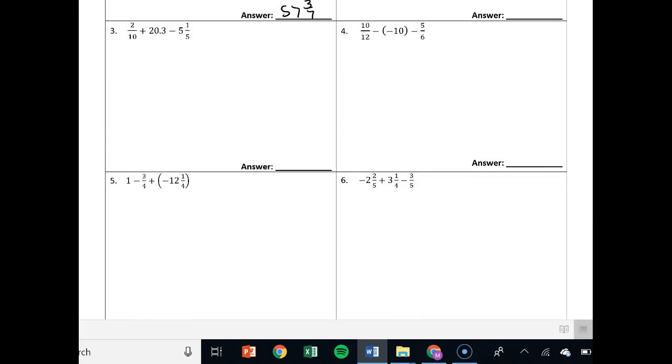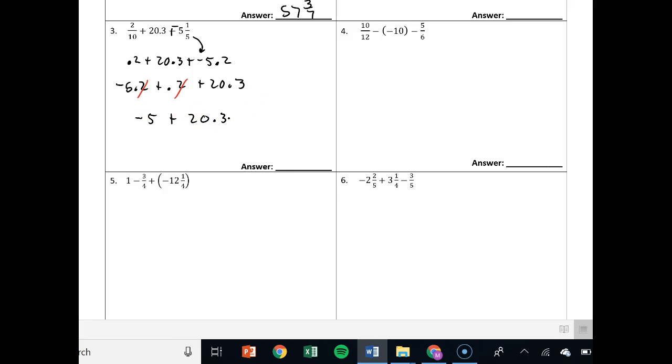Number three, I got 2 2/10, 20.3, and 5 1/5, so plus a negative. If I were you, I'd change these all to decimals. So 2/10 is 0.2 plus 20.3 plus a negative 5.2. Then if I do some commutative property, negative 5.2 plus 0.2 plus 20.3. Notice the 0.2s are going to cancel out. They're going to be zeros. So basically, I have negative 5 plus 20.3.